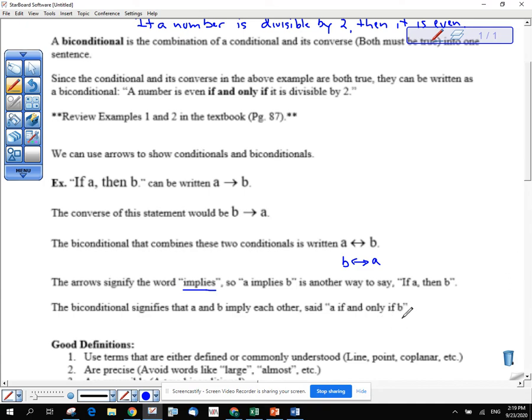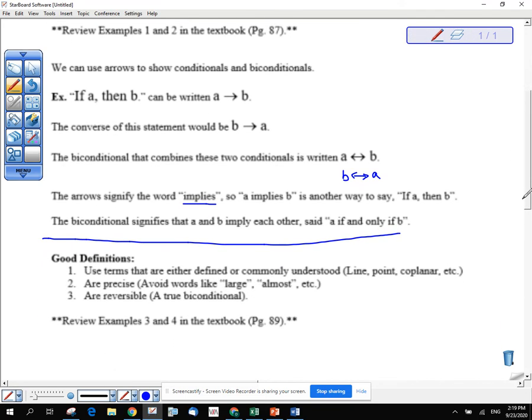And that's kind of what this says right here. Now let's talk about good definitions. We're almost done. Good definitions, we've already encountered good definitions in the geometry book.